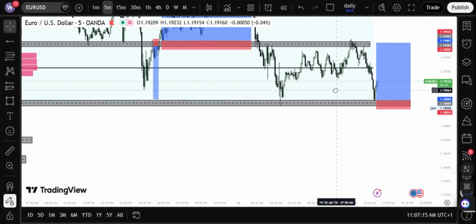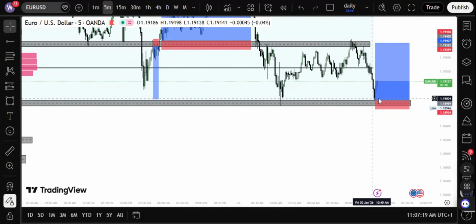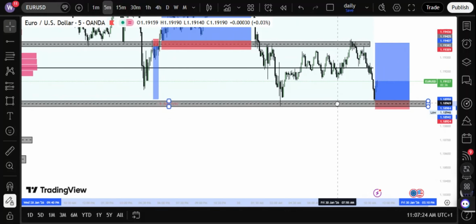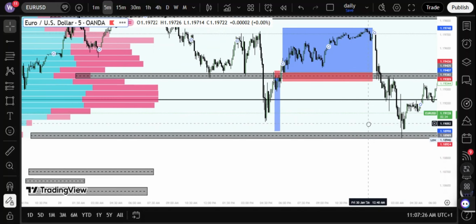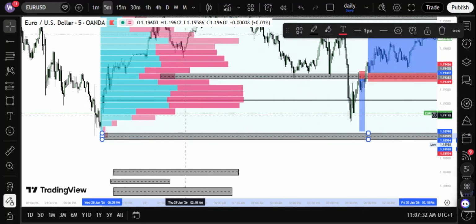So this is not a signal, but you can actually take this and see how price is moving directly in your position, right? Sorry about that. So you can see this is exactly how you execute this strategy right here.